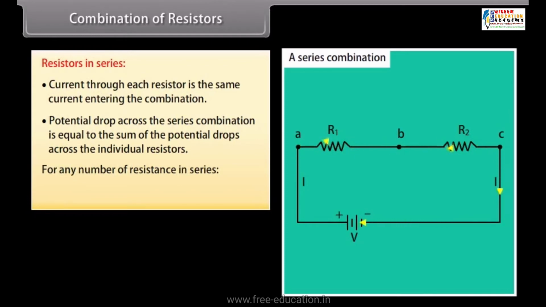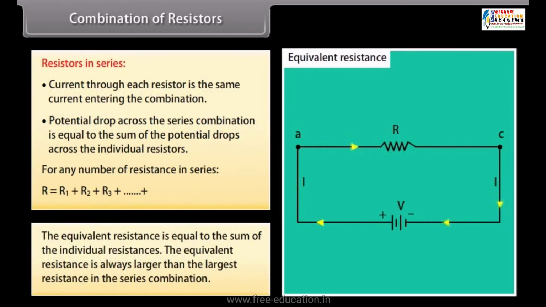For any number of resistances in series, R is equal to R1 plus R2 plus R3 and so on. The equivalent resistance is equal to the sum of the individual resistances. The equivalent resistance is always larger than the largest resistance in the series combination.